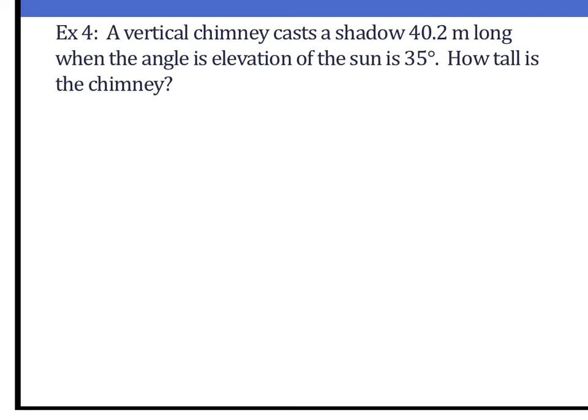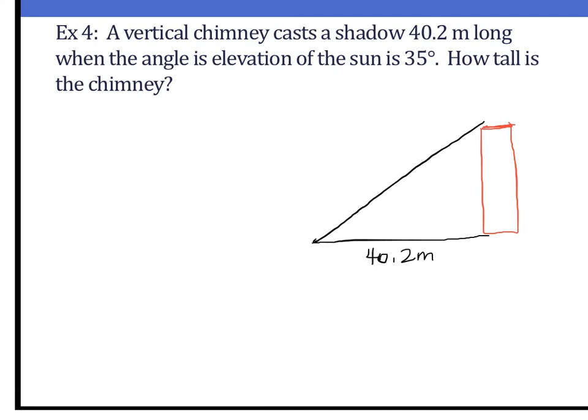So we have a vertical chimney, like on a house right here. This is our chimney. And it casts a shadow. Now shadows are only on the ground. So the shadow stretches out right here, and it's 40.2 meters. And the angle of elevation of the sun is 35 degrees. So what this means is from where we're looking at the end of the shadow up towards the sun, this will be 35 degrees.